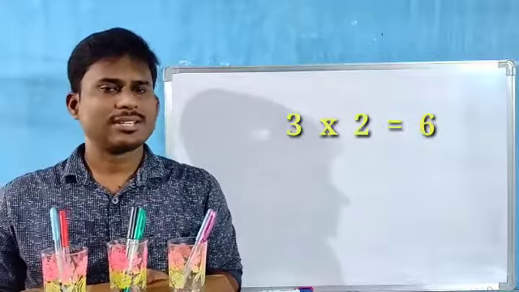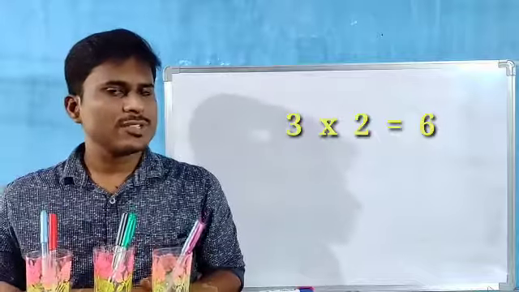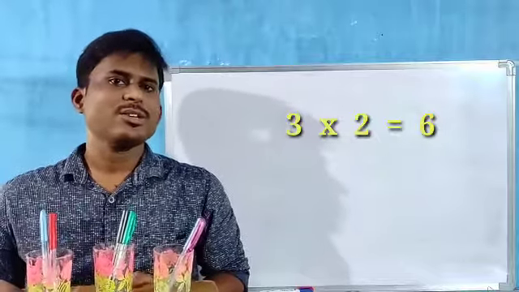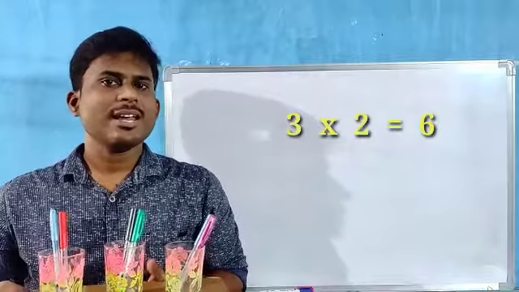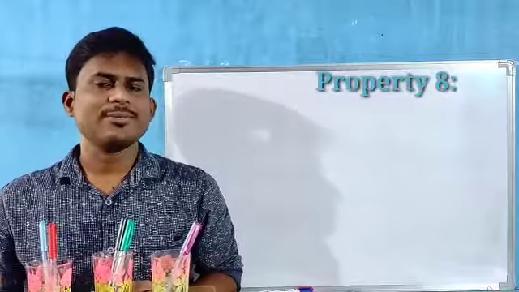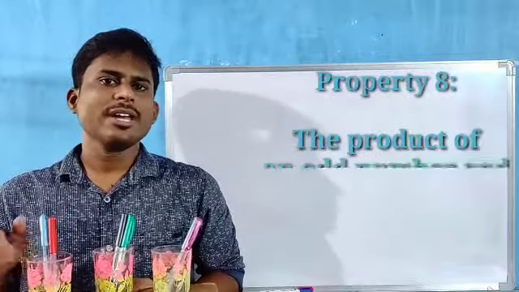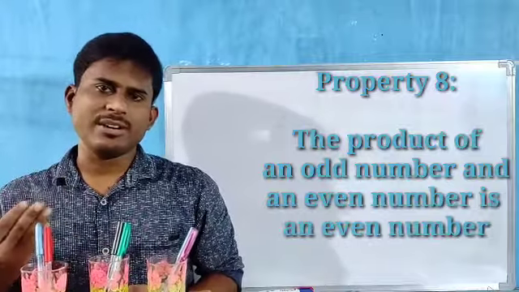3 twos are 6. Here, 3 is which number, children? Odd number. 2 is which number, children? Even number. So, what is the product, children? 6. 6 is which number, children? Even number. So, this is our final property, property 8, children. The product of an odd number and an even number is always an even number, children.